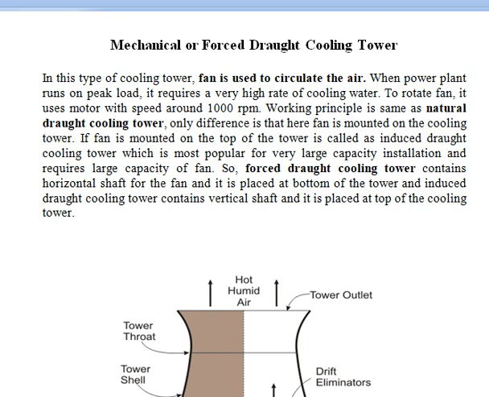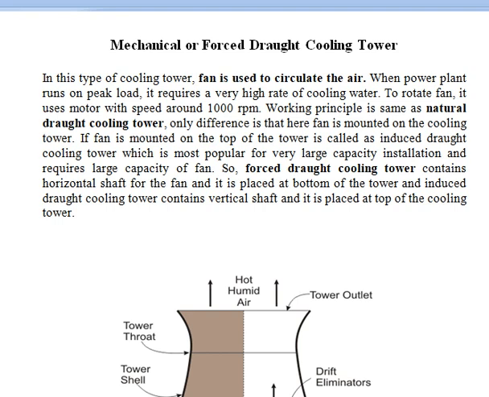When the power plant runs on peak load, it requires a very high rate of cooling water. To rotate the fan, a motor with a speed of around 1000 RPM is used. Because suppose the power plant runs at heavy load. That heavy load requires a heavy cooling effect. Therefore, it requires a very high rate of cooling.